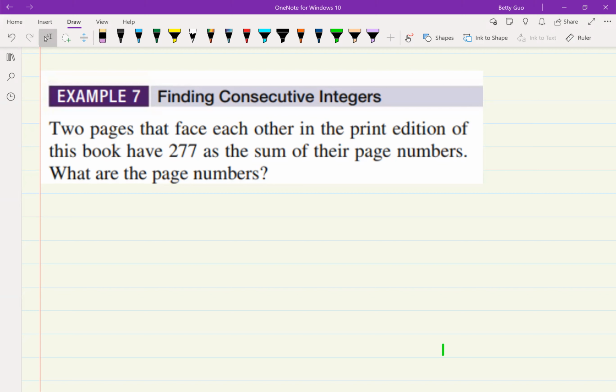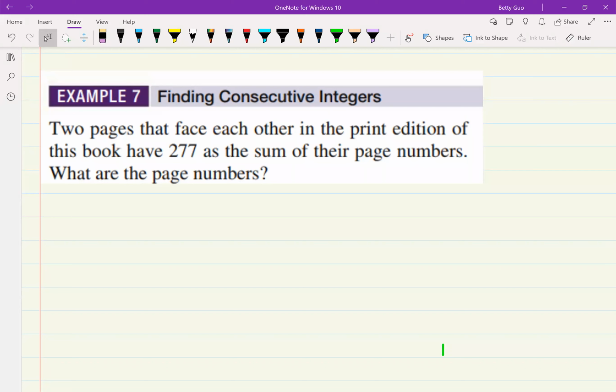Yeah, a book. Let me see. Do I have a book? Do I have a book? Anyone has a book?